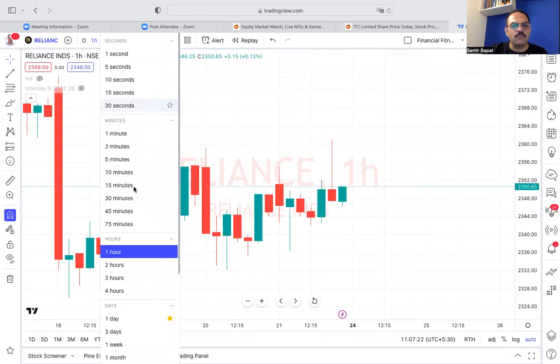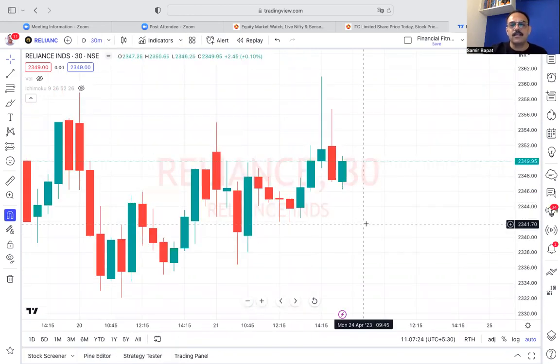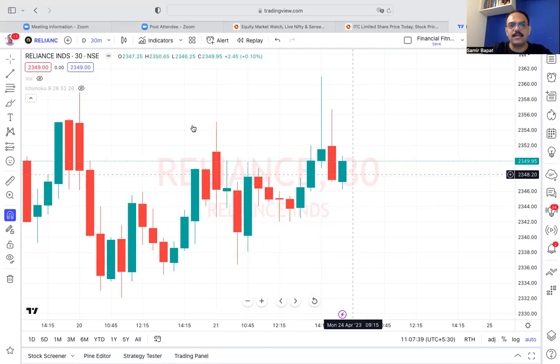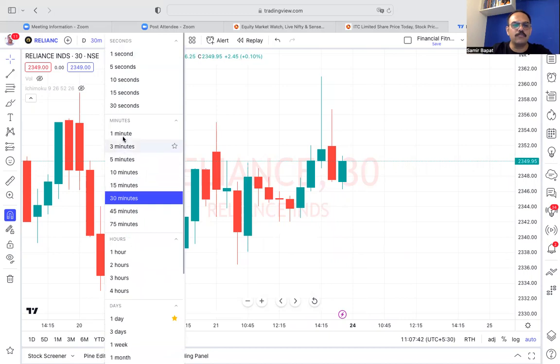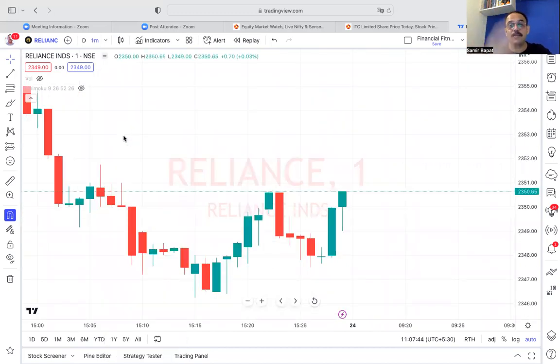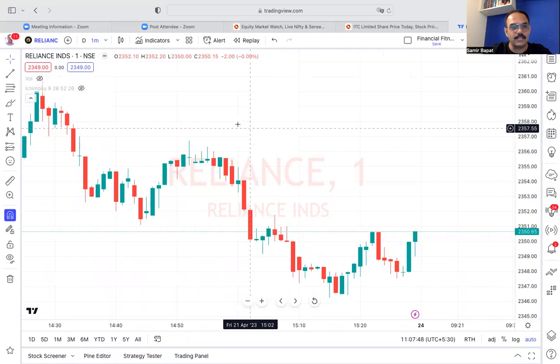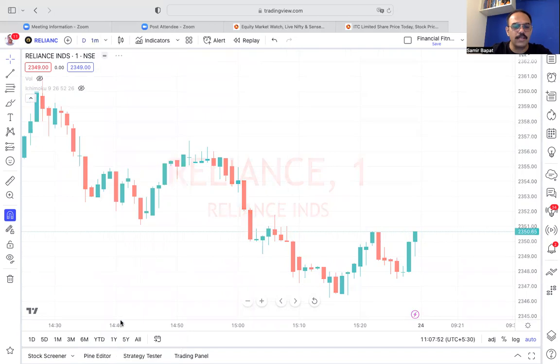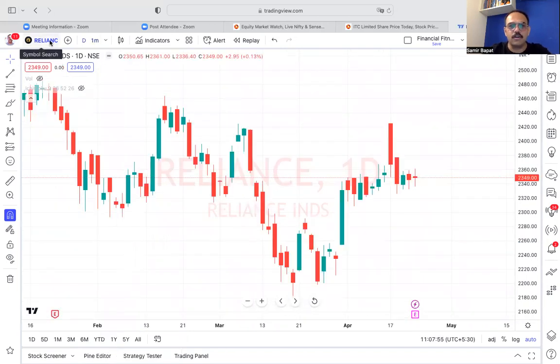If we further go down to 30 minutes, it is a 30 minute candle. So 21st April 9:15 to 9:45, 9:45 to 10:15, 10:15 to 10:45, like that. Small candles are there. Further, we can zoom in. Even a 1 minute candle is available. Data is available in TradingView. Nowadays, it is available. So this is the time frame. So we have learned two things as of now: how to change the symbol, how to change the time frame.